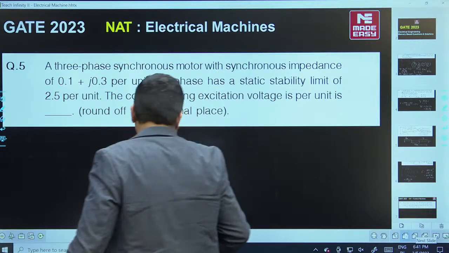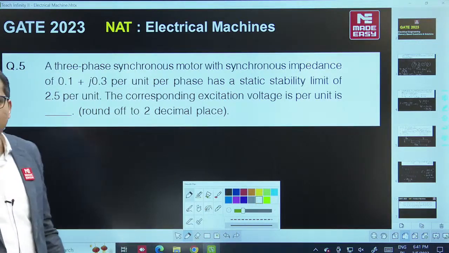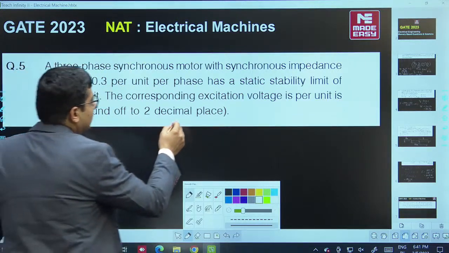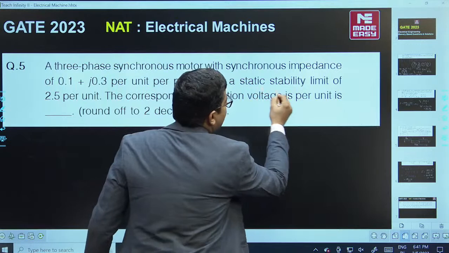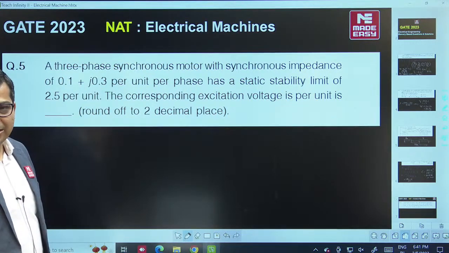Okay, so this question is a very simple question. Already we have discussed in class also that they are asking for the EF value while the static stability limit is given. Yes or no? Static stability limit. What is static stability limit?